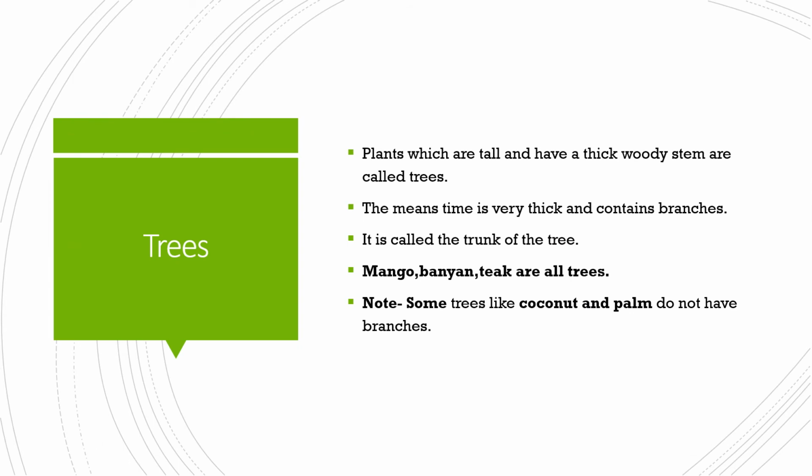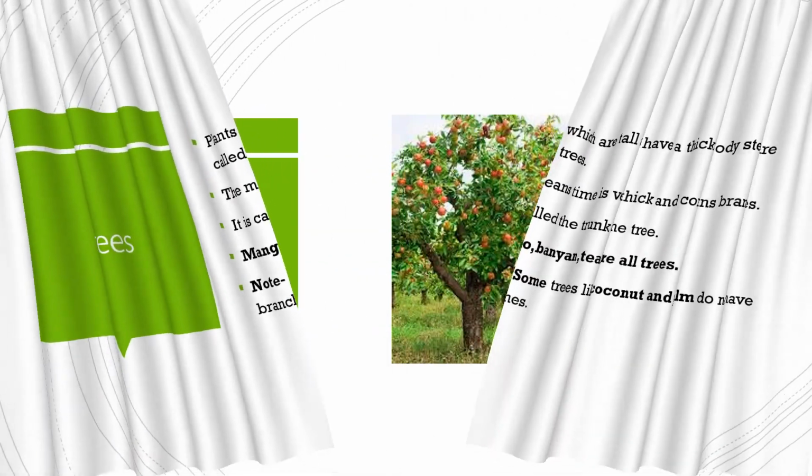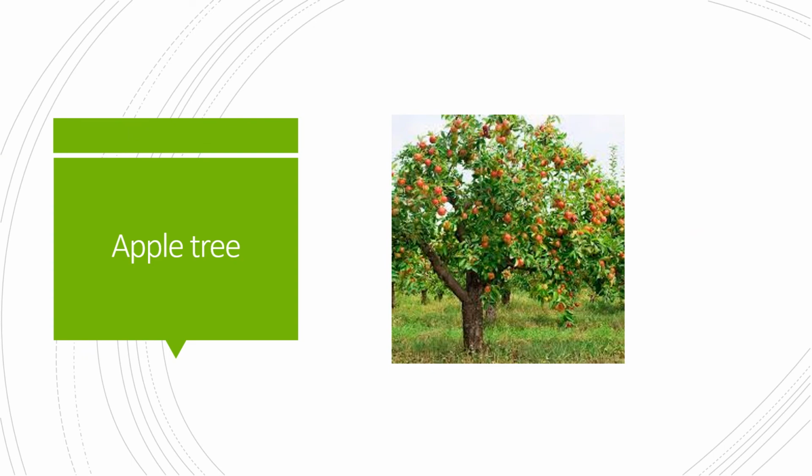Plants which are tall and have a thick woody stem are called trees. Now the stem of the trees, they are very thick, and the trees also contain branches, and the stem of the tree is known as the trunk. Examples of trees are mango, banyan, teak, etc. Some trees like coconut and palm, they do not have branches. So these are exceptions. The image of apple tree.